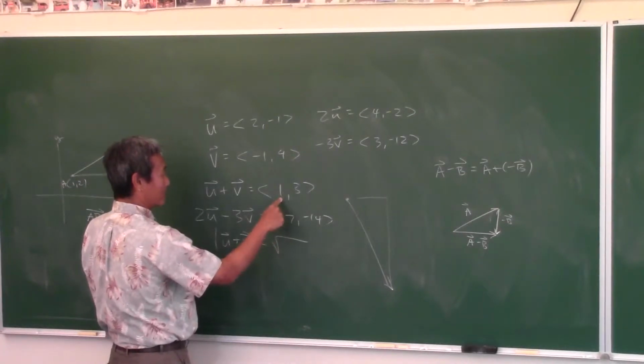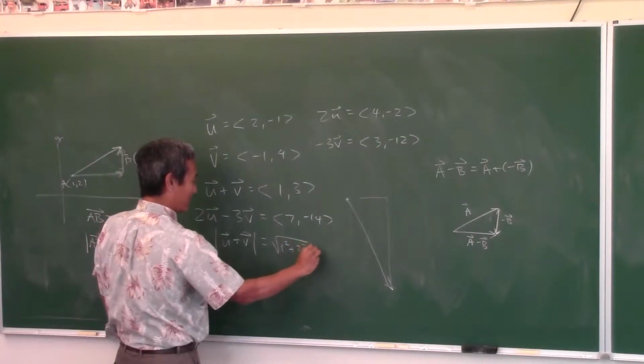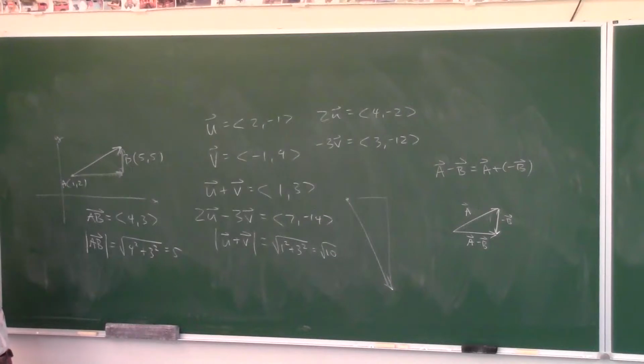Square root of 7, and that's 5 plus 3 squared, and that's equal to root 10. Yeah. I was looking at the one below.